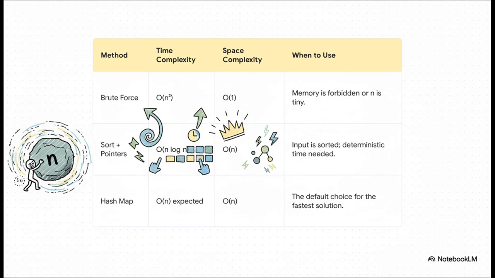Brute force, that's your pick when memory is ridiculously tight, or maybe if your list is just super tiny to begin with. The sort and pointers method, it's awesome if your data is already sorted, or if you need a guaranteed time performance without any asterisks. But for the huge majority of cases, when you just want the fastest answer and you've got some memory to spare, the hash map is the undisputed champion. It is the default go-to solution.